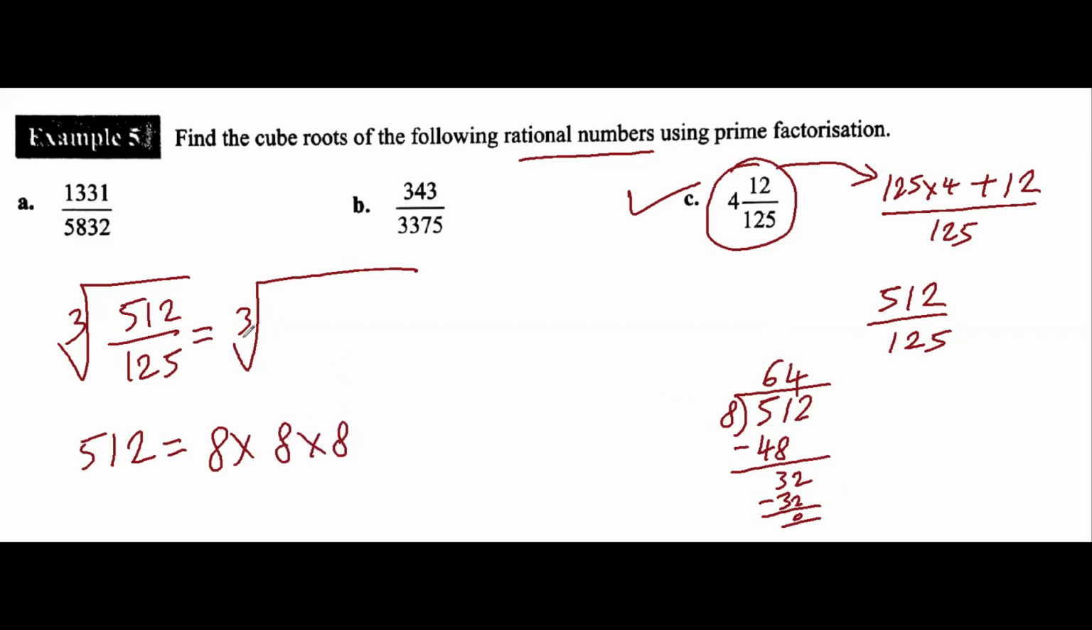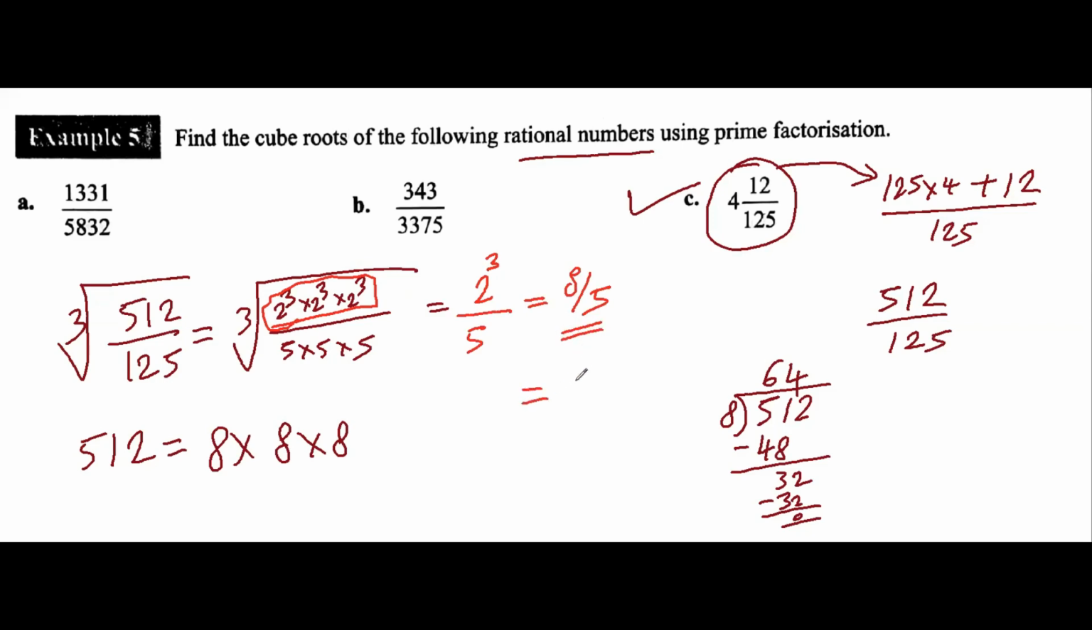So this is what I am writing here. The factors of 512 will be 2 cube into 2 cube into 2 cube, divided by the factors of 125, which I know is 5 into 5 into 5. I am taking the cube root of this, so I am getting not pairs but groups of triplets. So I will write 2 cube divided by 5, that is nothing but 8 divided by 5. This is the answer. Or else you can convert this into a mixed fraction, which will be 1 3 by 5. Why am I converting this into a mixed fraction? Because in the question it is a mixed fraction. Clear?